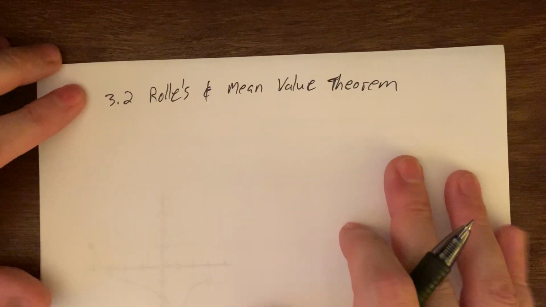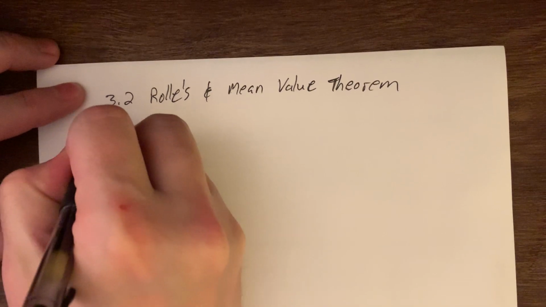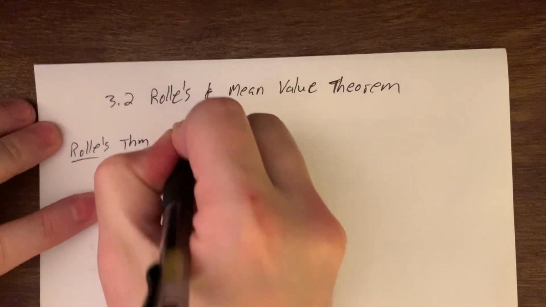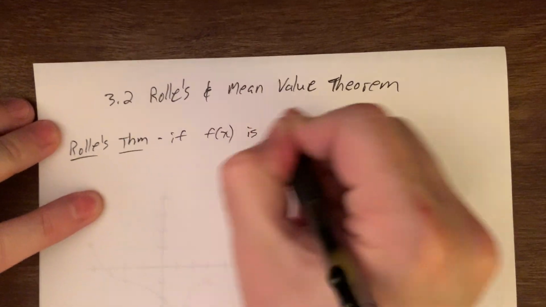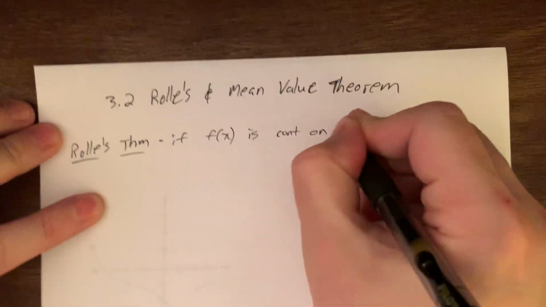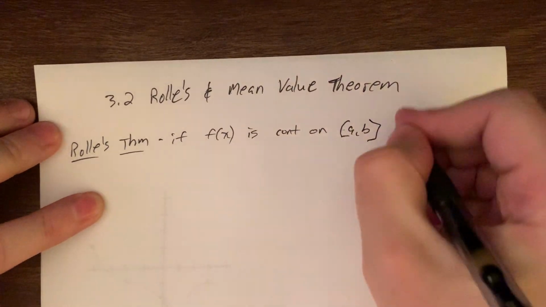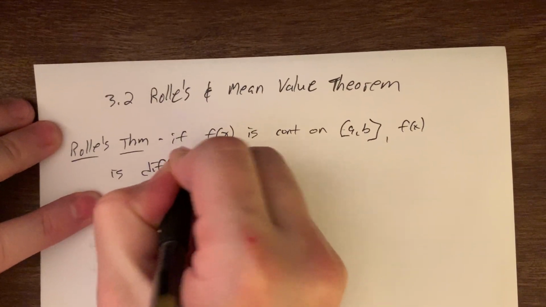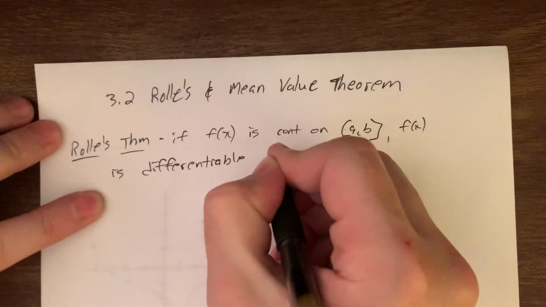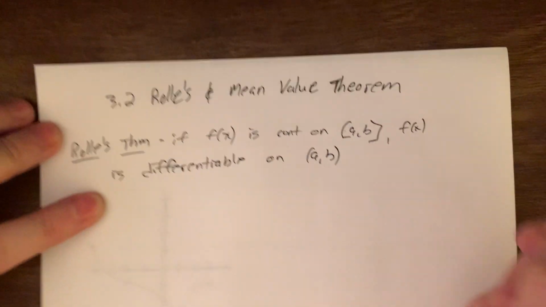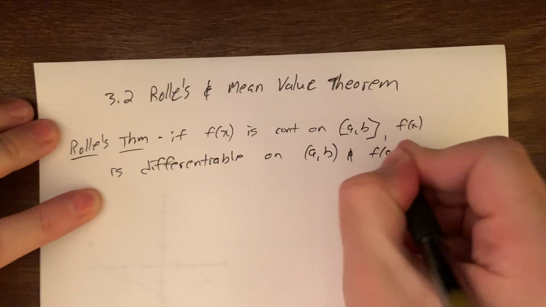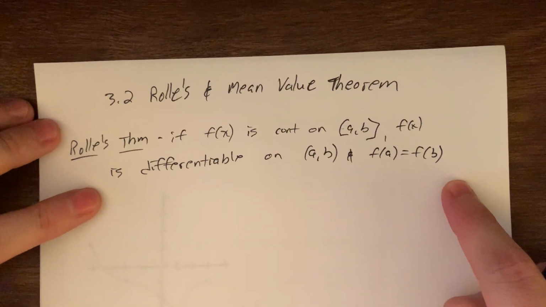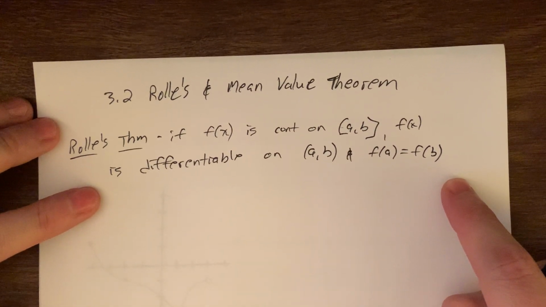So let's start off with what these theorems are. The first idea will be Rolle's theorem. Rolle's theorem says, if our function f of x is continuous on a closed interval a to b, that f of x is differentiable on an open interval a to b, and we know that f of a equals f of b. All of these are the assumptions. We have three assumptions that need to be satisfied in order to make this conclusion.